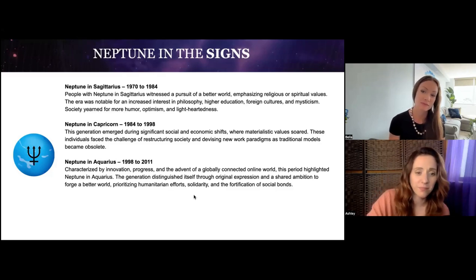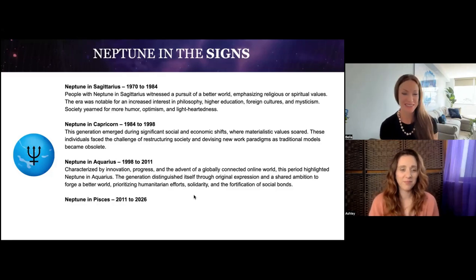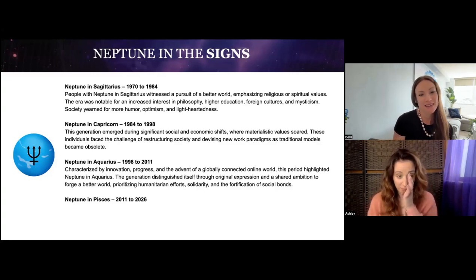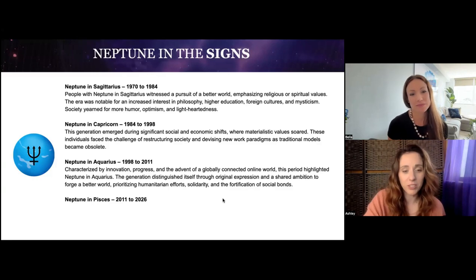And here we have the babies, almost the teenagers still. So Neptune in Pisces. Yep, all of my children.